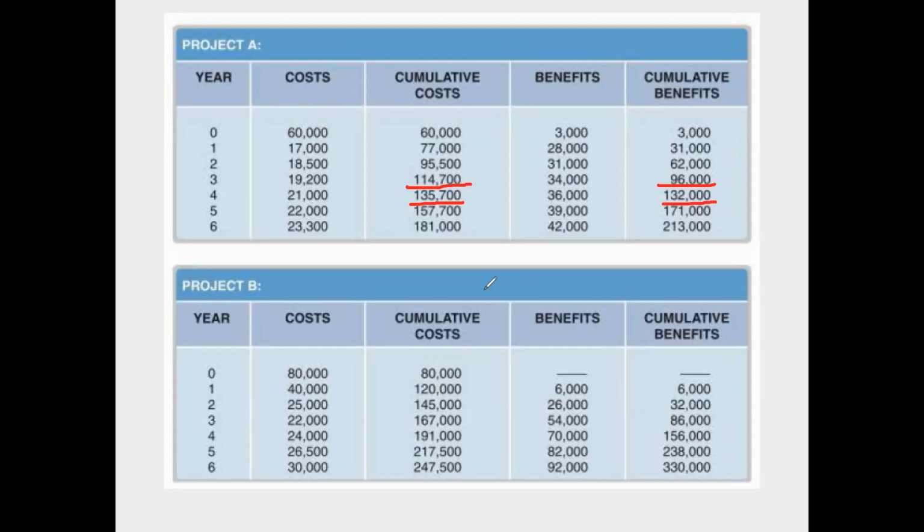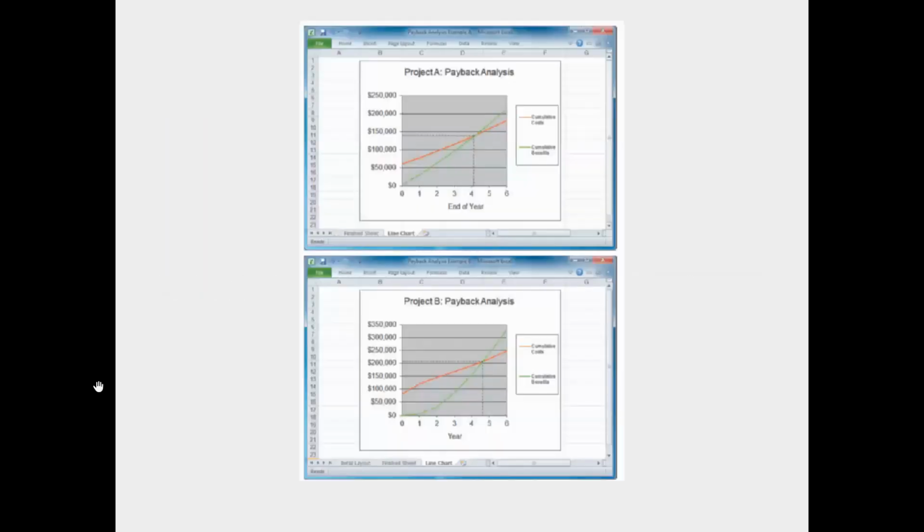So project B, similarly, if you look at cumulative costs, you can see here we have 167, the costs 86, 191, we have 156. Again, between 4 and 5 years, the cost meets the benefits, right? So what it means is the payback period will be between 4 and 5 years.